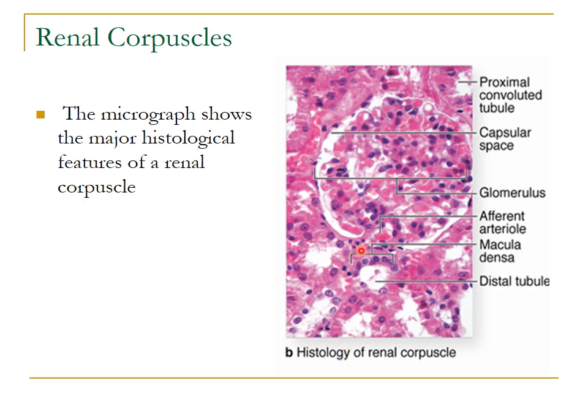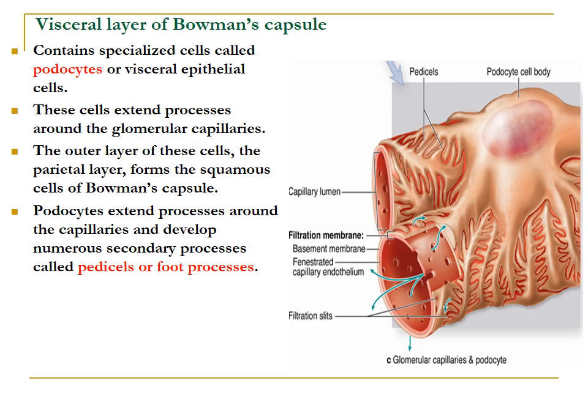Now this vascular pole can also be identified, the distal tubule, the macula densa cells, and also this urinary pole or the tubular pole, which you can identify here with the proximal convoluted tubule. And this is Bowman's capsule lined with the parietal layer with the simple squamous epithelium. Now the visceral layer of the Bowman's capsule, and this layer is a very specialized layer. It consists of a special type of cells which are called the podocytes.